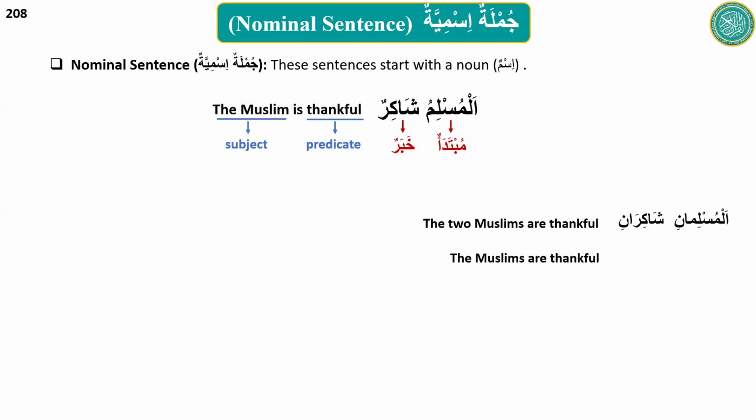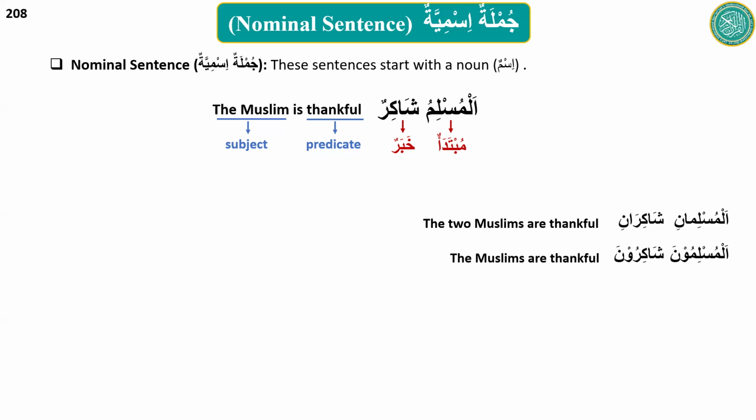Now I let somebody else do it, Abdullah. I will ask Brother Talha. He will tell me what is the problem with Al-Muslimuna Shakirun. Brother Talha: The problem is Al-Muslimuna is plural and Shakirun is singular. Right. So what will be the right one? Al-Muslimuna Shakiruna.